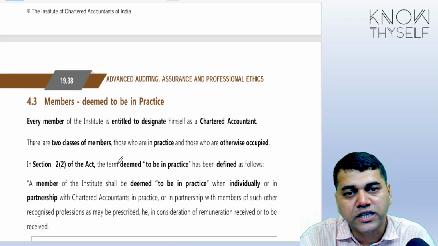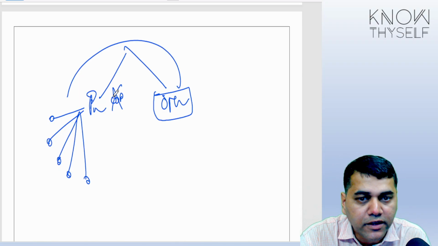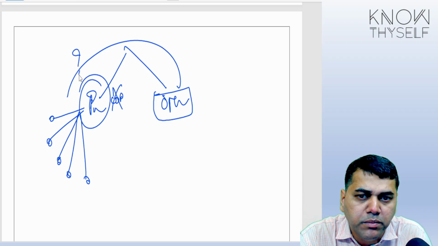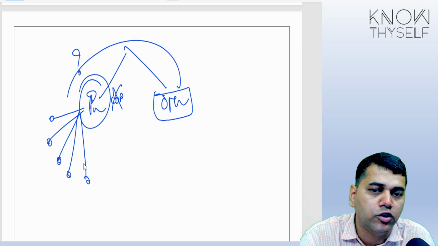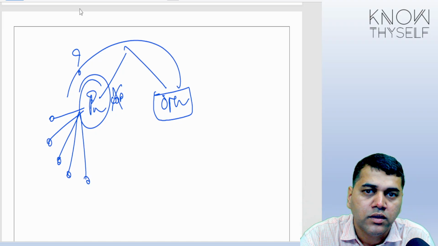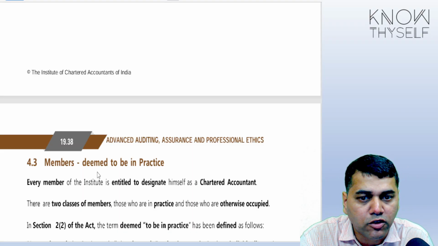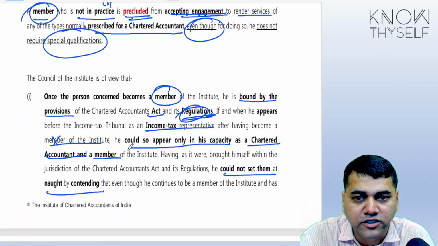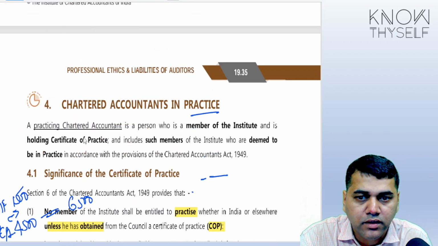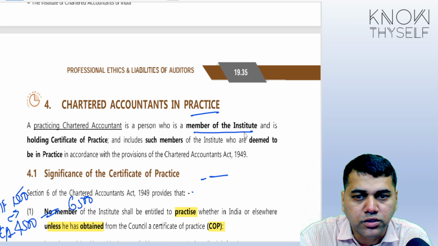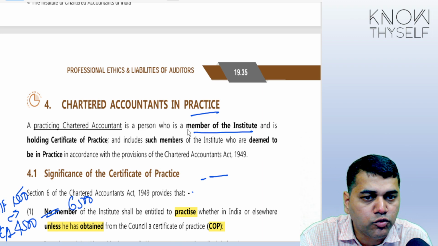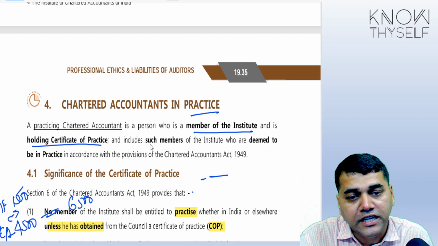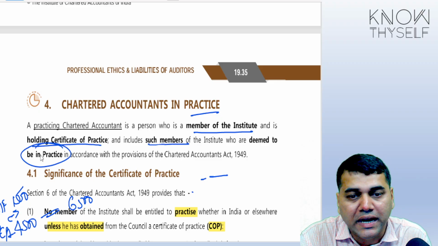Okay, now one question came some time back. We discussed there were two types of people: one is practicing CA, the other is non-practicing CA. Now, what do you mean by this practicing CA? What all the work are they going to do? Now ICAI is going to talk. They are called deemed to be in practice. A practicing CA is one who is a member of the institute plus holding a certificate of practice, and includes such members who are deemed to be in practice.